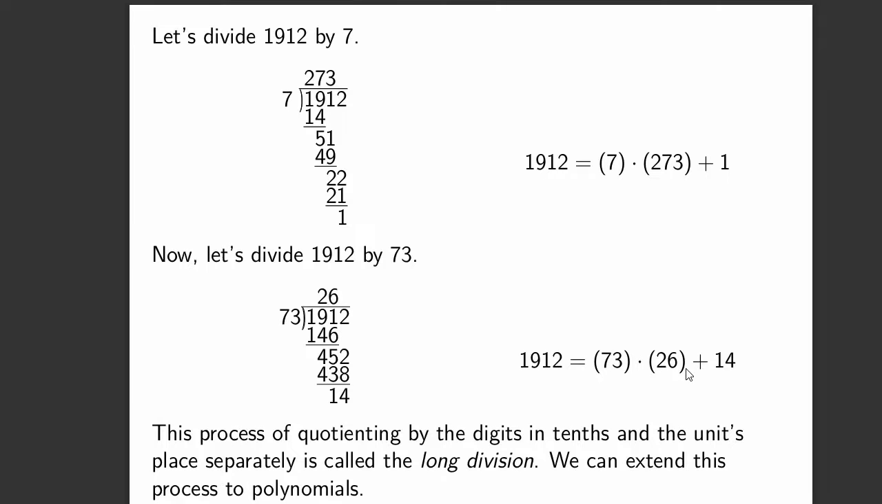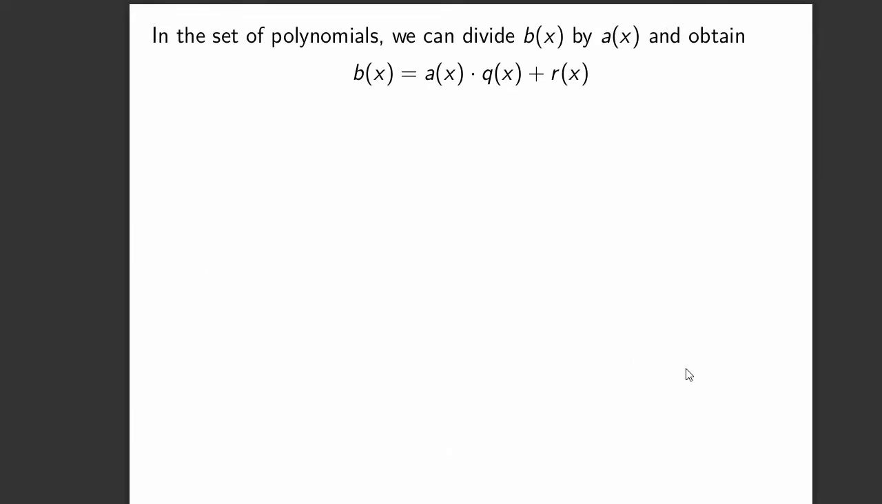So this process of quotienting by the digits in the tens and the units place separately is called long division, and this can be extended to the set of polynomials, and that is the most important thing over here, that we shall be using the long division for polynomials. Let's see a few examples.